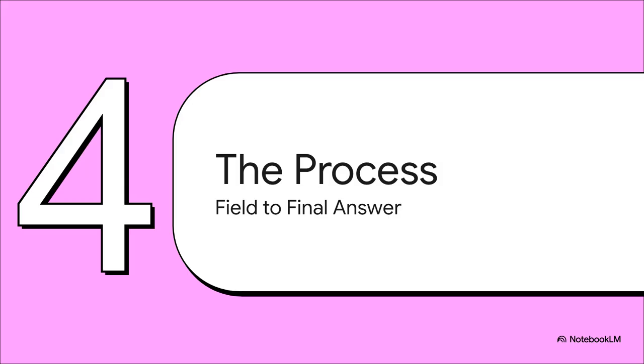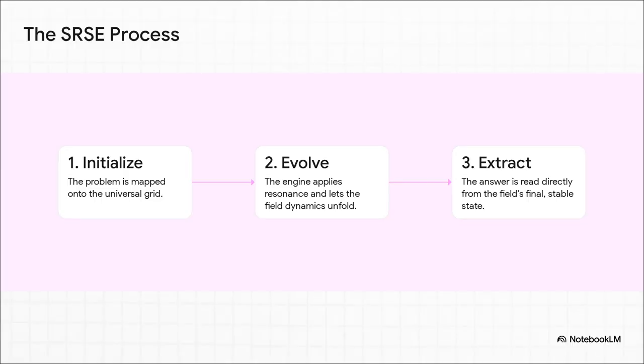Okay, so we know the components, but what does this actually look like in practice? How does this engine really turn a problem into a solution? At a high level, the process is beautifully simple. First, you initialize the state. This is just where you map your problem, say the starting positions of your pendulums, onto that universal grid. Second, you evolve the field. You basically hit go. The engine applies the resonance, and you let the entire system just settle down dynamically. And finally, you extract the solution. Once that field is stable, the answer is just there. You literally just read it right off the final configuration of the field.